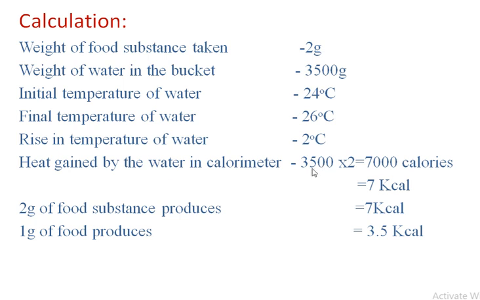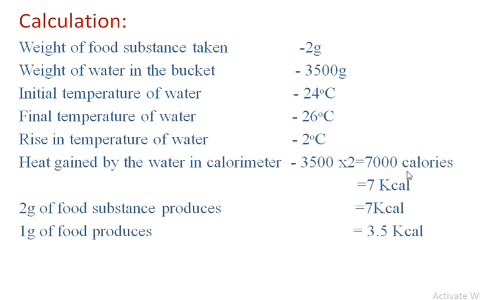This is nothing but the weight of the water in the bucket, 3500, into the rise in temperature, which is 2 degrees centigrade. That gives you 7000 calories. So if 2 grams of food substance is burnt in the bomb calorimeter, it will release 7000 calories.